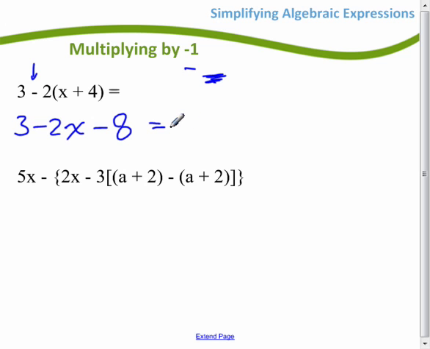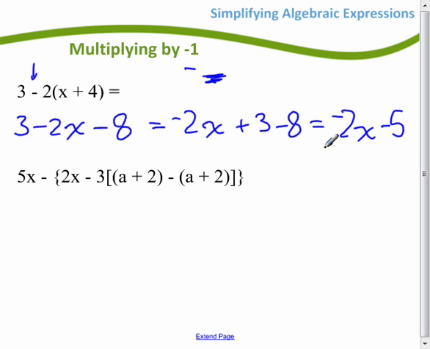In simplifying, I'll bring my -2x out to the front, and then I'll have a +3 and a -8, which are like terms, so I can complete this by going 3 take away 8 is a -5. So that would be the simplification of the original expression.